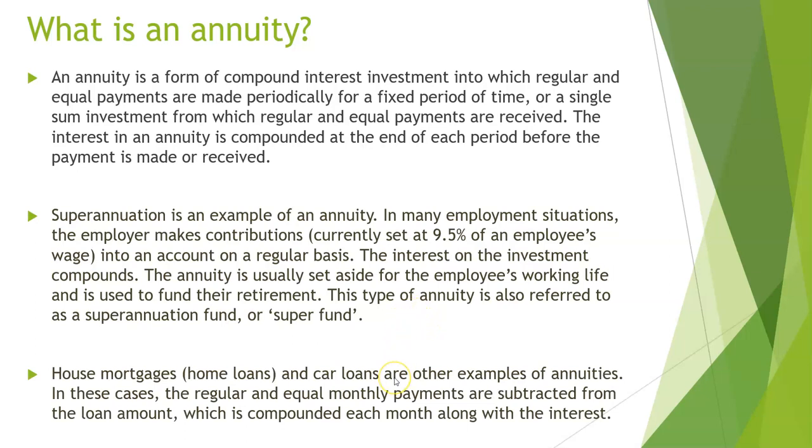Mortgages and car loans are other examples of annuities, but in these cases the regular and equal payments are subtracted from the loan, to which compound interest is added. We covered this when we were looking at our reducing balance loans in our last few videos.